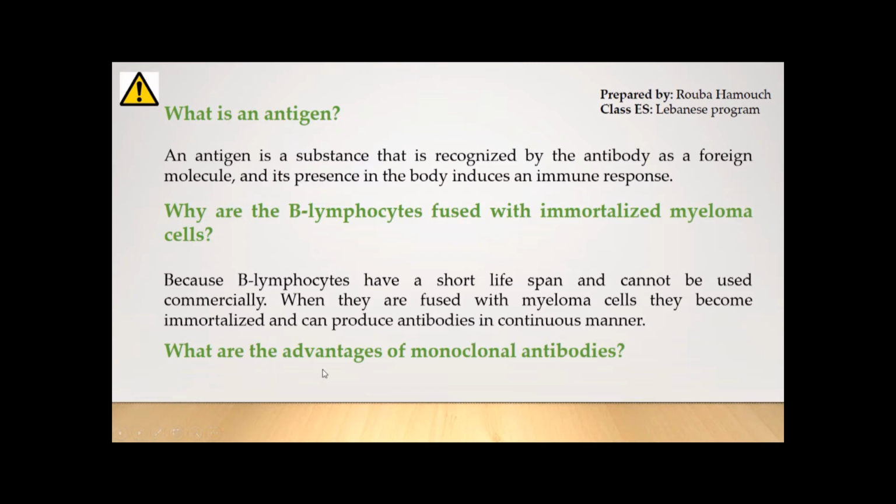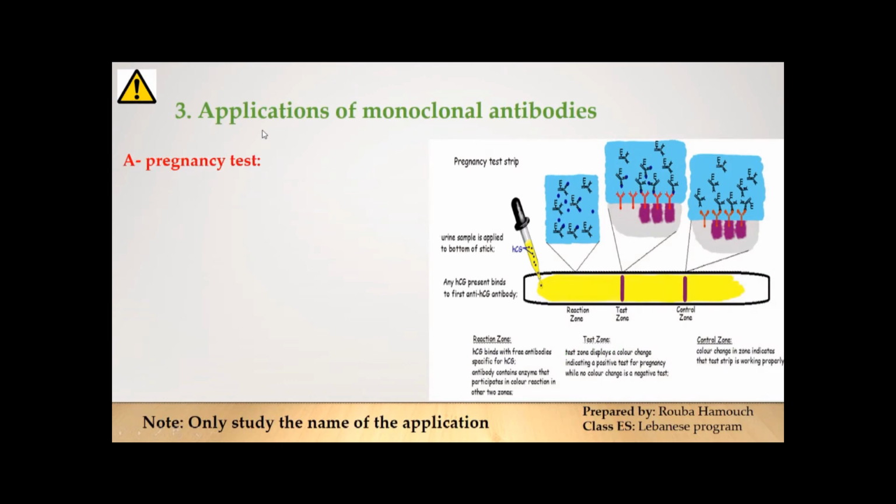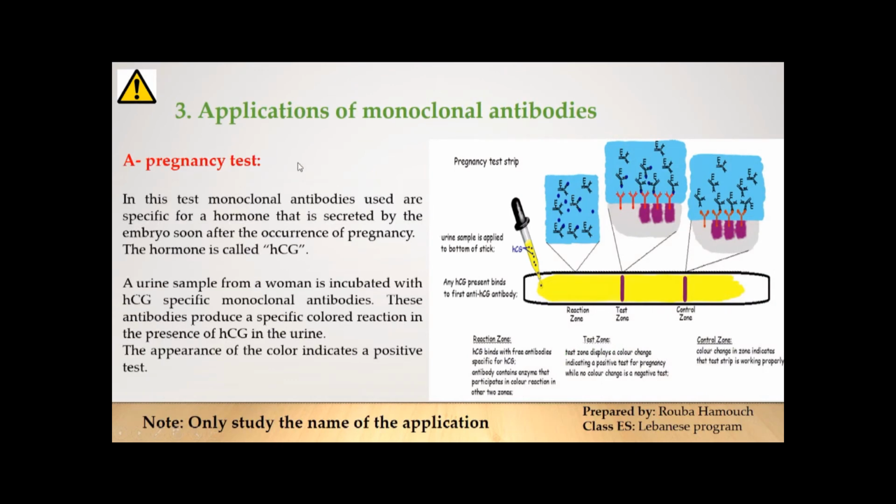Now, what are the advantages of monoclonal antibodies? They are produced by one clone of B cells, thus they are pure and specific. We will use the characteristics of monoclonal antibodies in several medical applications. The first application is the pregnancy test.